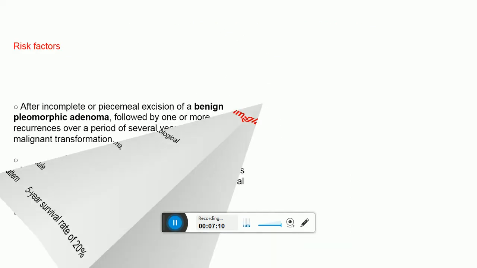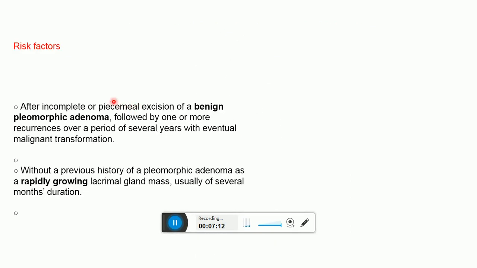The risk factors. The first risk factor is incomplete or piecemeal excision of a benign pleomorphic adenoma, followed by one or more recurrences over a period of several years with eventual malignant transformation. The second risk factor, without a previous history of pleomorphic adenoma, is a rapidly growing lacrimal gland mass, usually of several months duration.